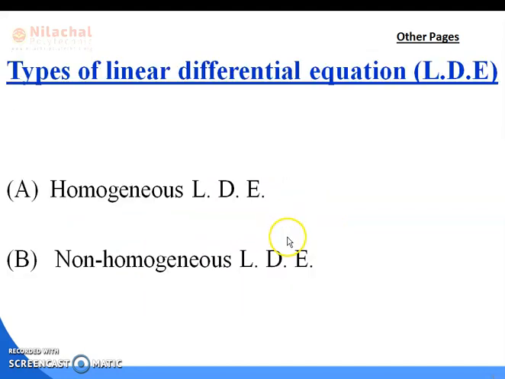Clear, all of you? Okay, next we will study types of linear differential equation. There are two types of linear differential equation.